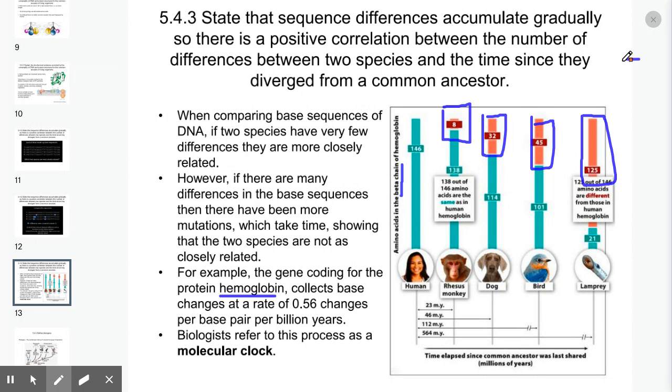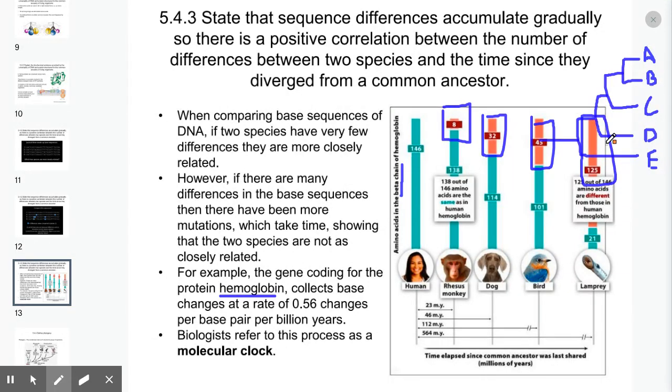And we can do the evolutionary tree again. Here's human, here's monkey. I can draw another branch off here. Organism C, species C would be the dog. I can draw another branch off of here. Here's the bird. And I can draw another branch off of here. And here's our lamprey. So as we did with the DNA, right, we identified, I'm sorry, this is a mess.